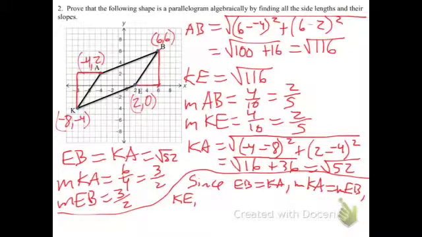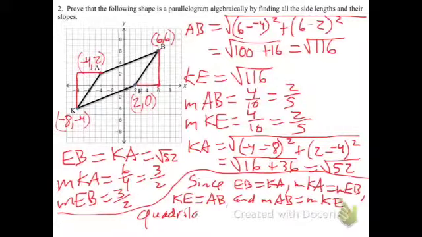KE is the same distance as AB, and the slope of AB is the same as the slope from K to E. That should be an E. Quadrilateral KABE is a parallelogram, and that goes there on the end, and that's how you're going to write it up there, okay?